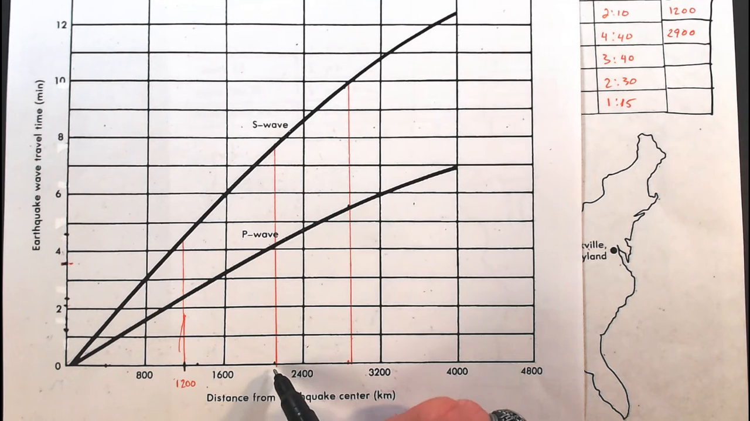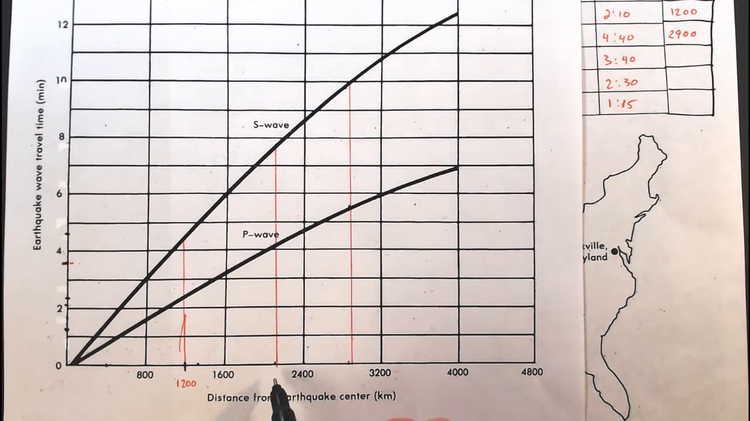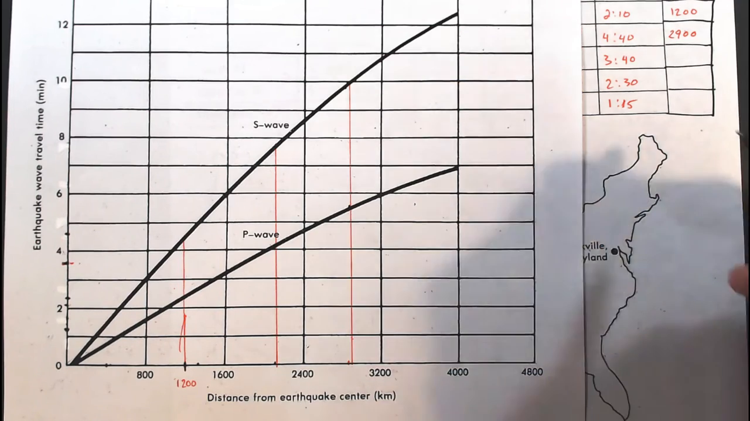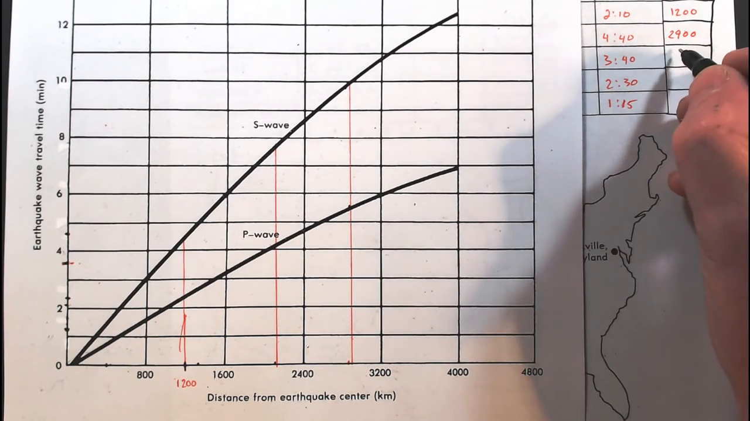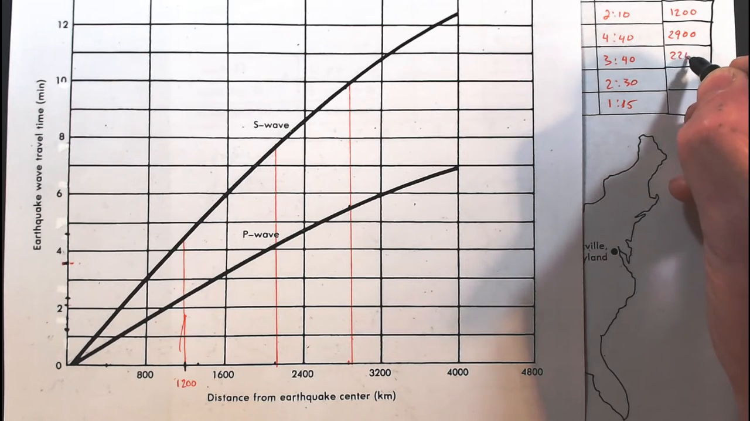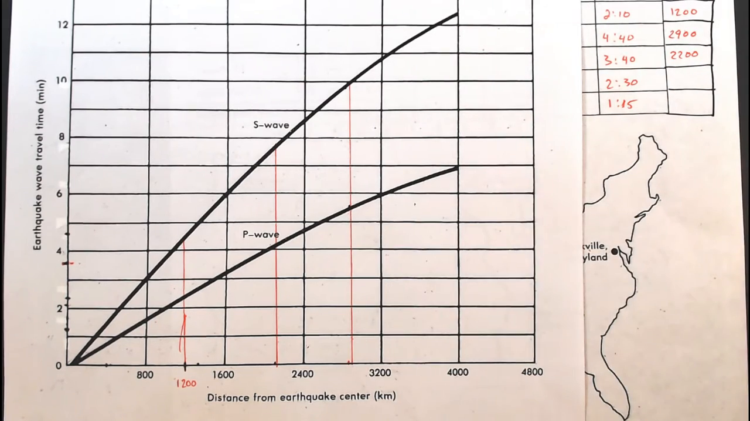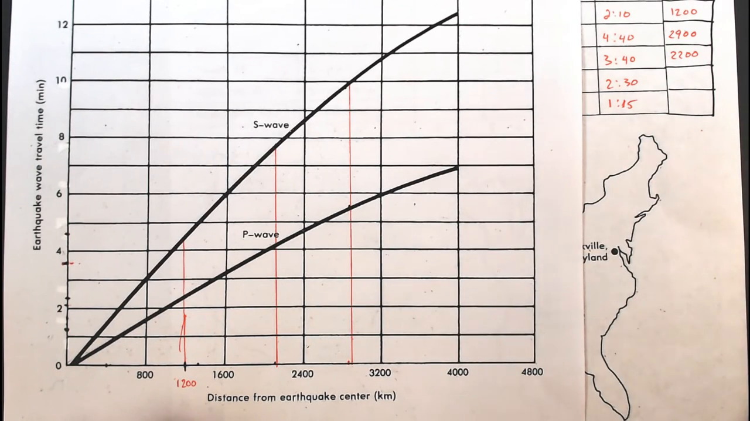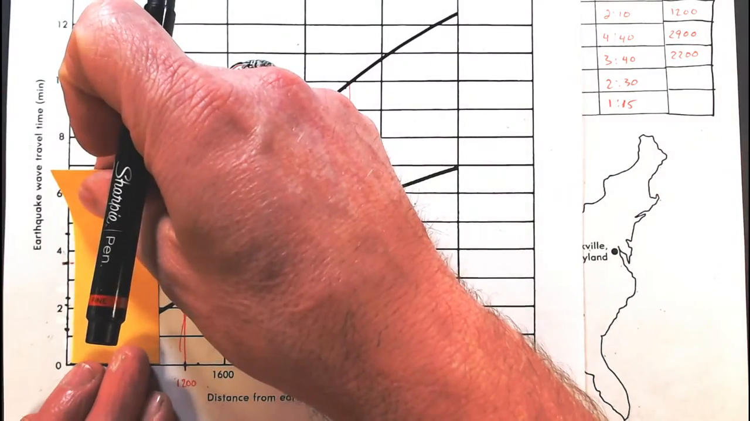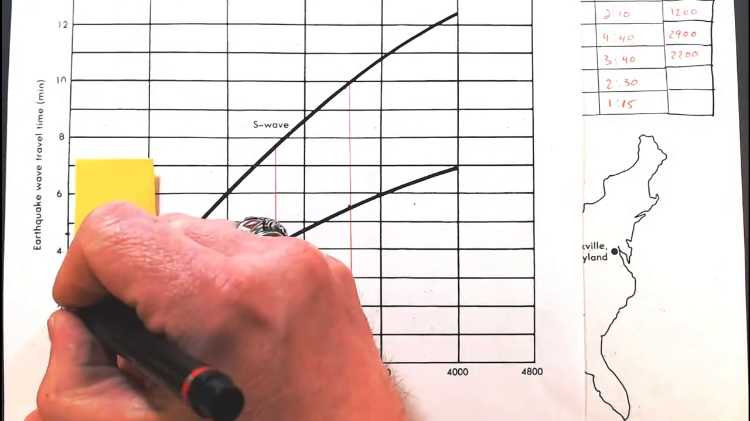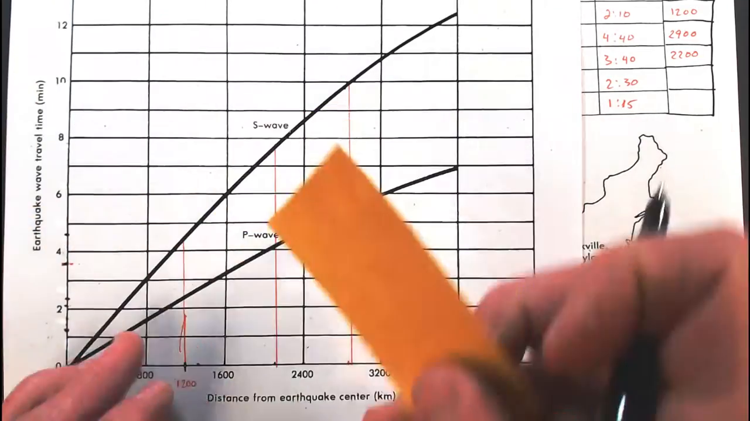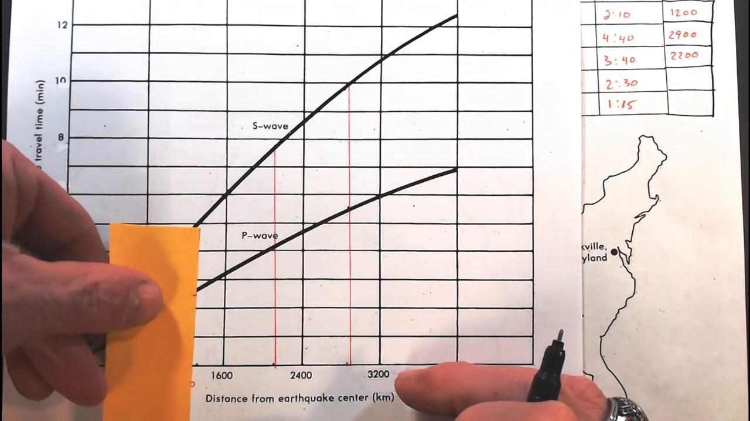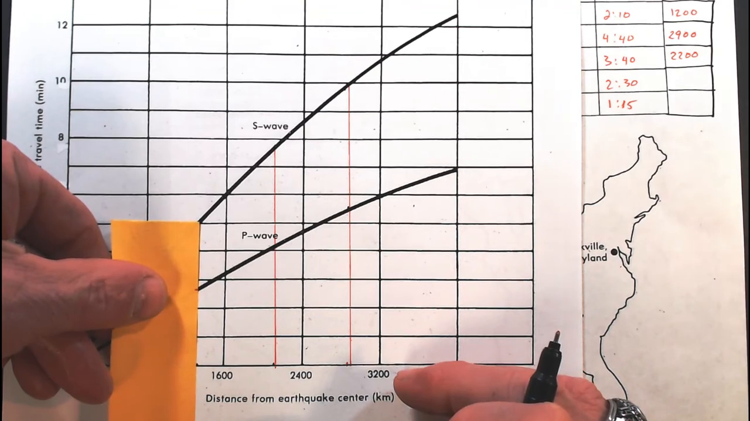So 21. Yeah, maybe 21. Let's go on. Maybe let's go 22. 2,200 kilometers. Okay, so now I have 2 minutes and 30 seconds, so that's going to be half. So I'm going to go ahead and mark right here. That puts me about right to there. 2 minutes and 30 seconds. About right there.